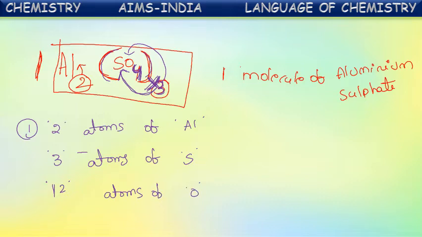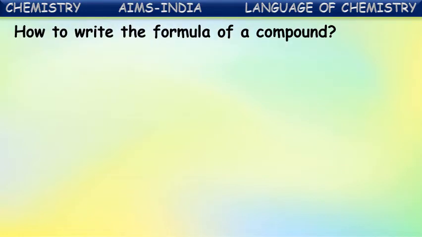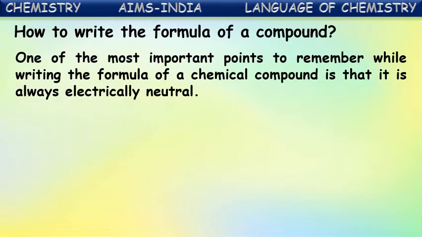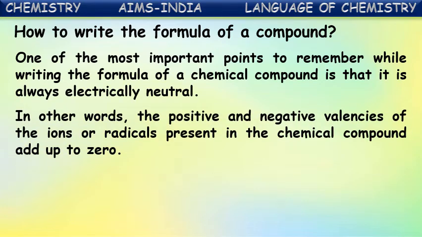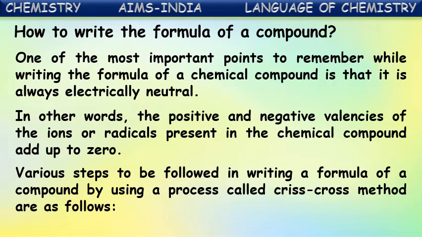This is about how many atoms and molecules are present, and this information is given by the chemical formula. Right? Now, how to write the formula of a compound. Till now we have been talking about NaCl, which is a compound's formula. Calcium oxide is the formula of a compound. Al2(SO4)3 is the formula of a compound. Then how to write this formula is the question now. How to write this formula?